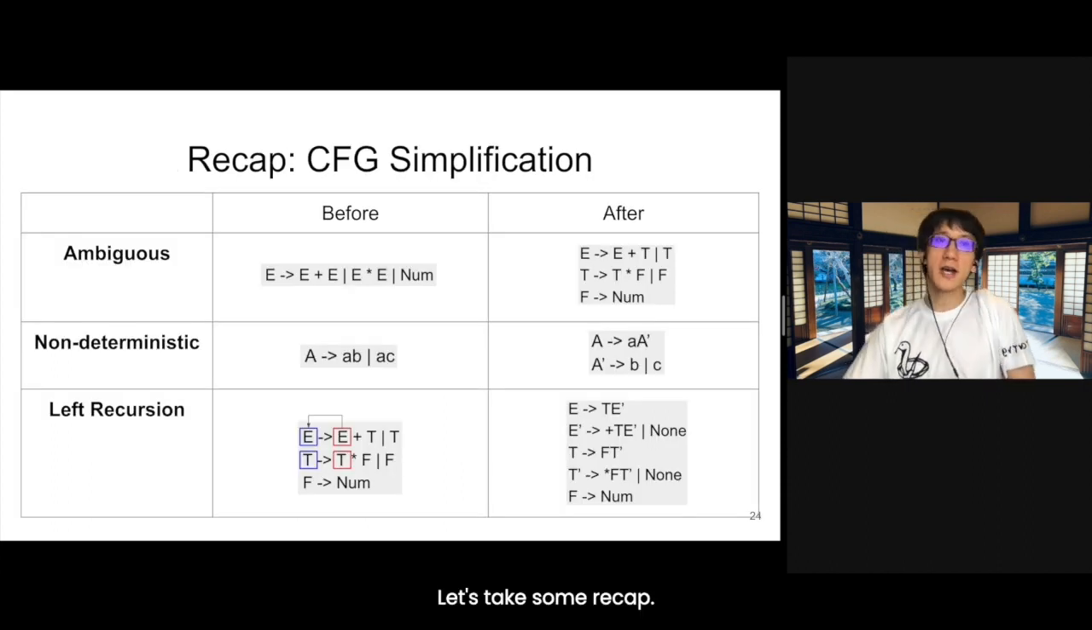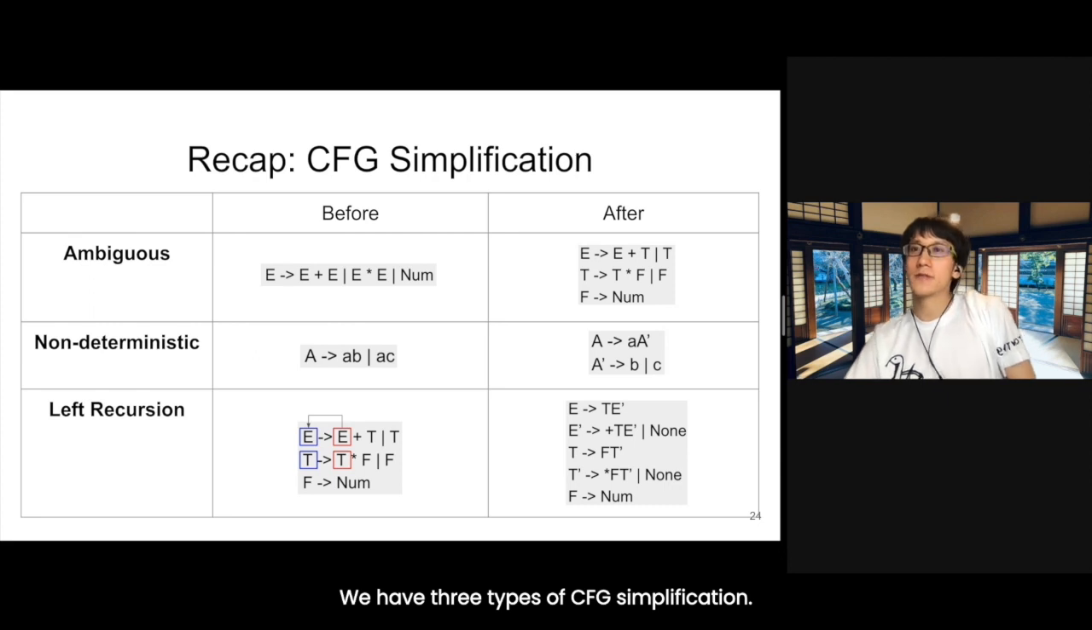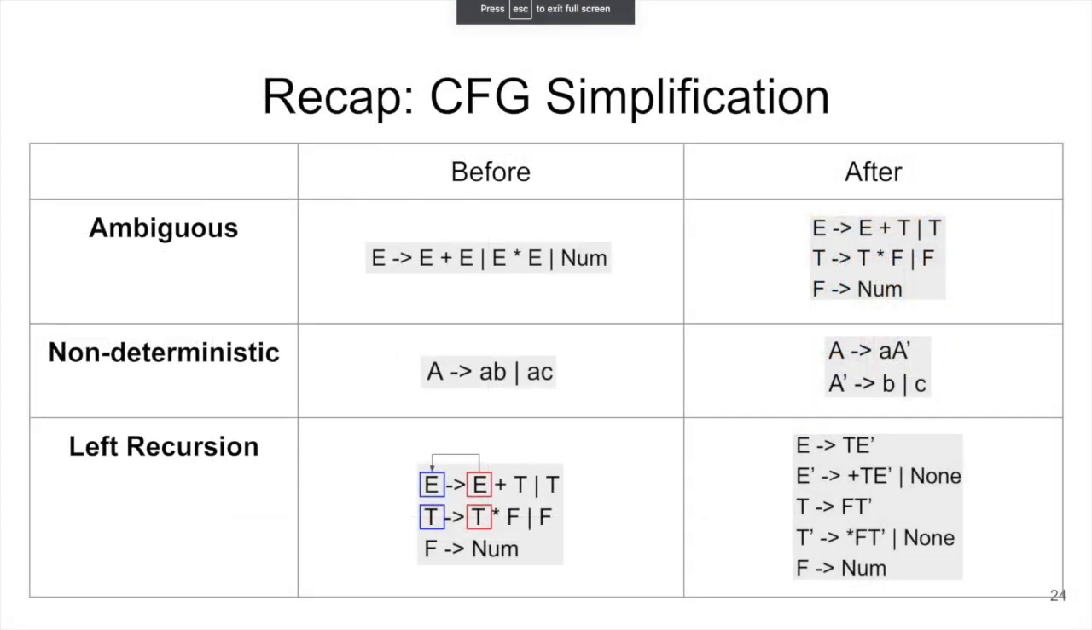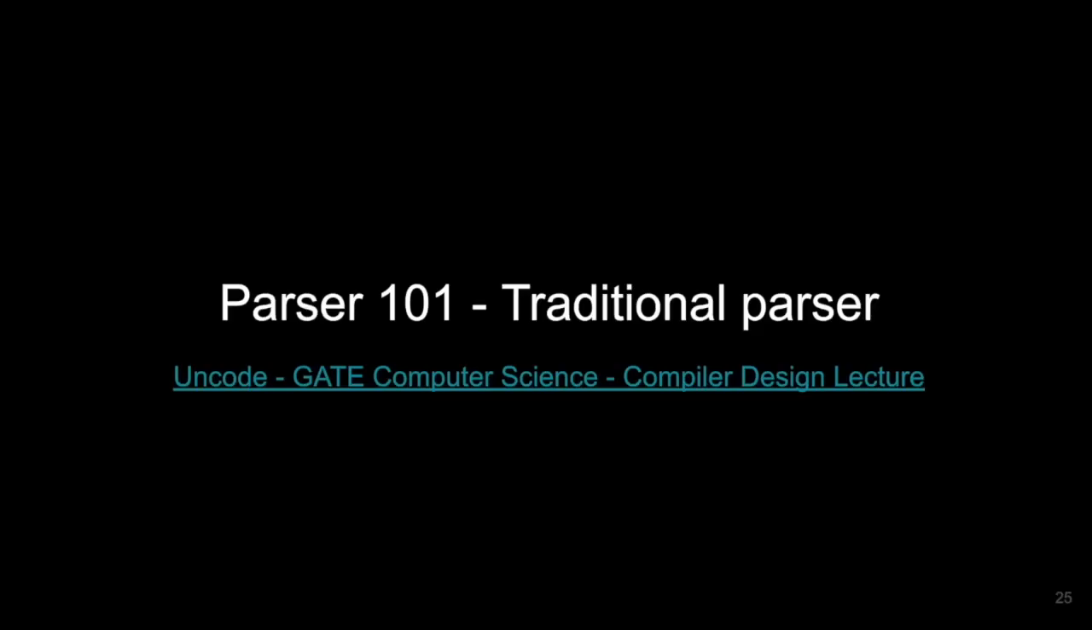Let's have a recap here. We have three types of CFG simplification. Here is the before, here is the after. We know CFG, and we also know different parser implementations may require a certain simplification on your CFG. And we also know the output is a kind of parse tree.